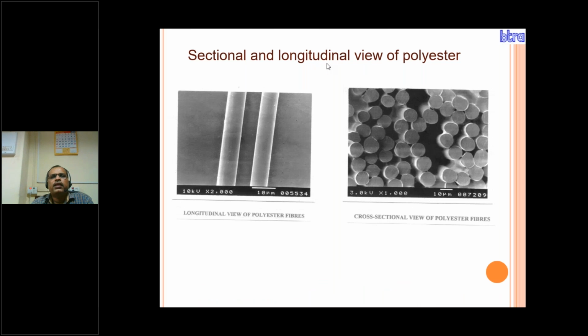And this is the sectional and longitudinal view of the polyester. You can see that polyester is a very rod-like structure with a smooth surface, and it is cylindrical, and we can change the cross-section shape also by changing the machinery parts.